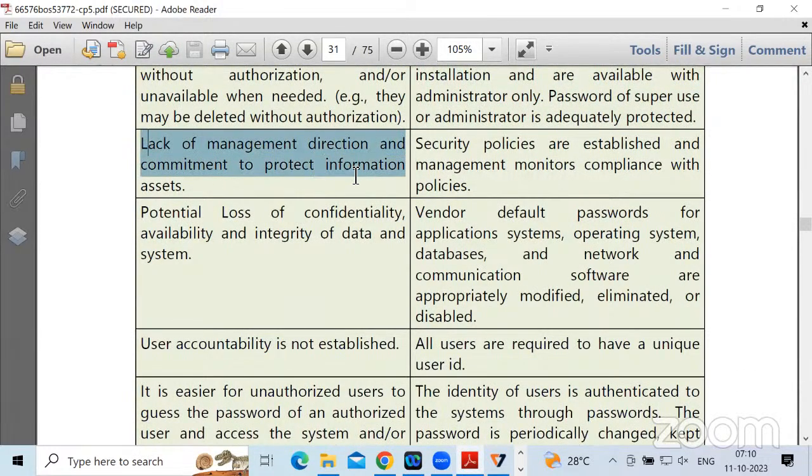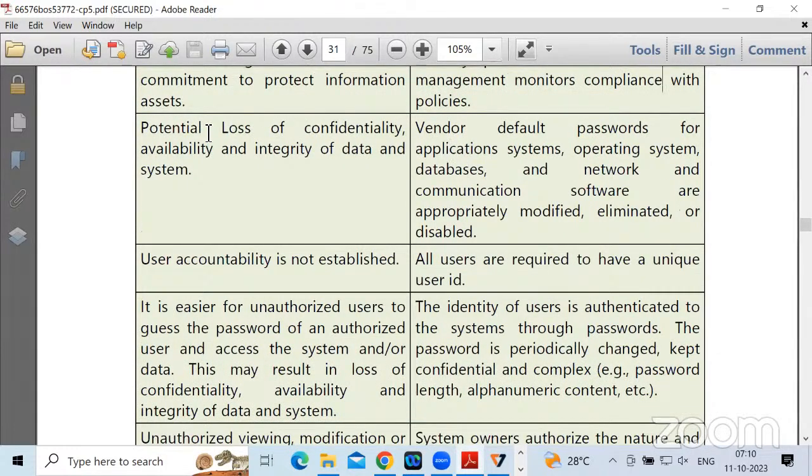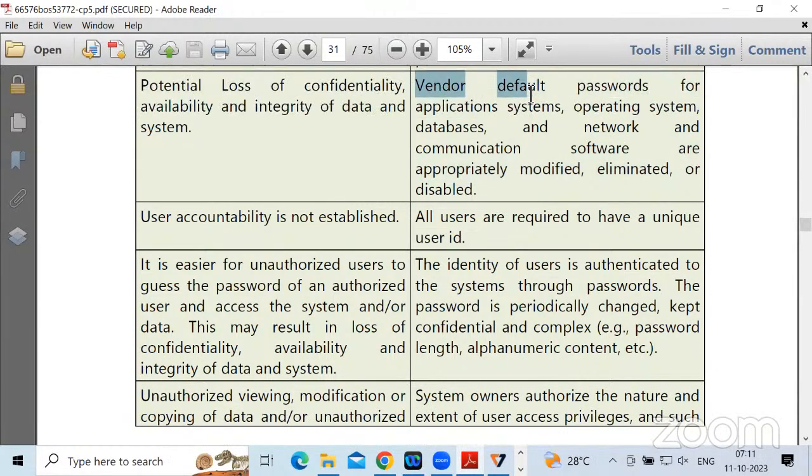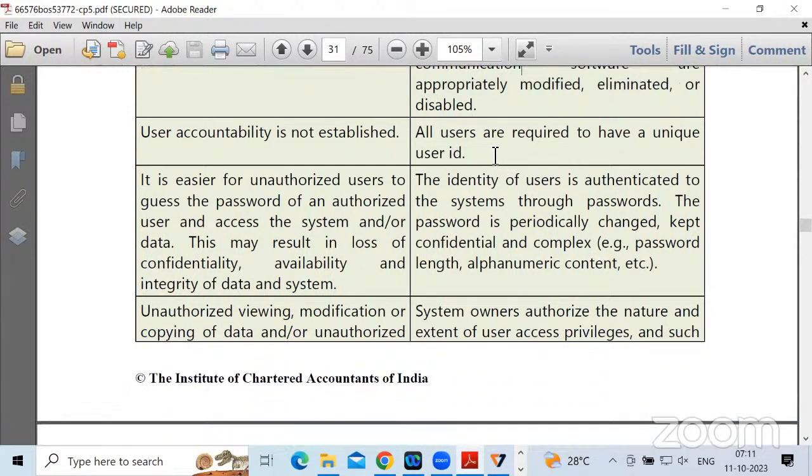Second is lack of management direction and commitment to protect information. So the top level management will never bother. So you have to inform them, security policies have to be established and compliance with the policies monitored. They have to be sensitized and you have to set the policies. Potential loss of confidentiality, availability, integrity. So it has to be maintained by using the network and communication software appropriately modified, appropriately eliminated or disabled in case any unnecessary permissions are given to the vendor's default password databases.